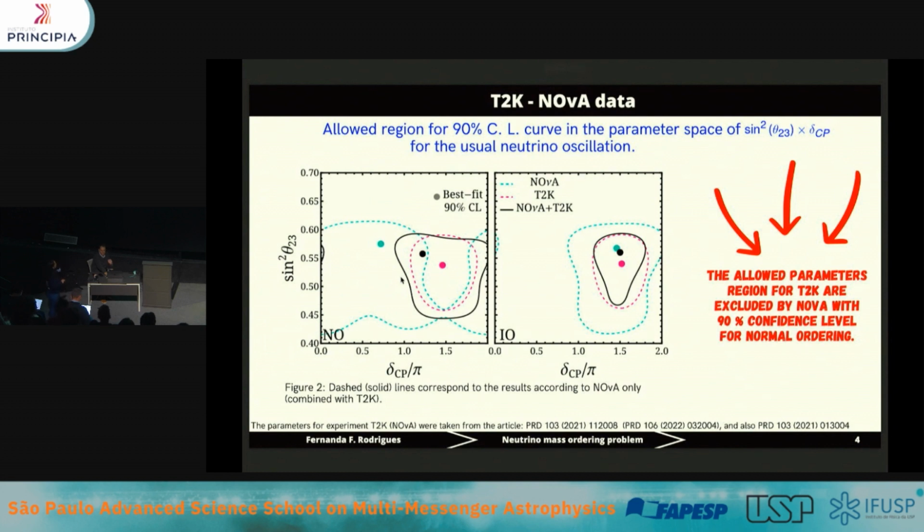Another interesting question related to this combined data of these two experiments can be seen in this plot of the square of the sine of theta 23 versus the charge parity phase. And what we see here in the part of normal order is that the best fit for T2K is placed in the region excluded by NOvA with 90% confidence level.